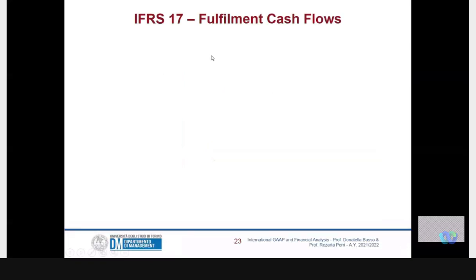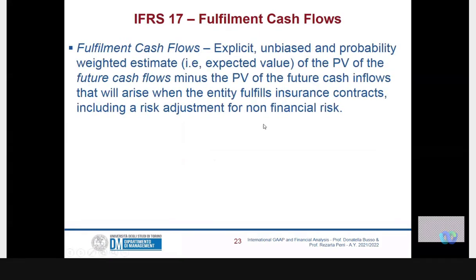Let's have some more details about both components. Fulfillment cash flows, following the definition of the standard, are explicit, unbiased, and probability-weighted estimates. That is expected value. Another term here, you know what expected value is, right? Expected value as a general concept. What is expected value? It has to do with statistics this time, not with finance. You have studied statistics now. What is an expected value?